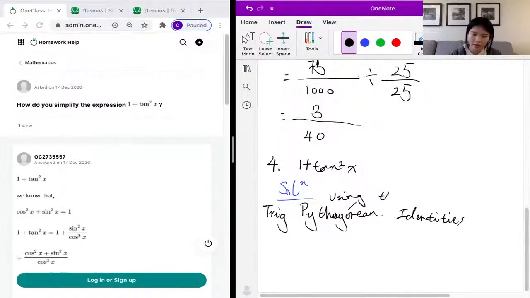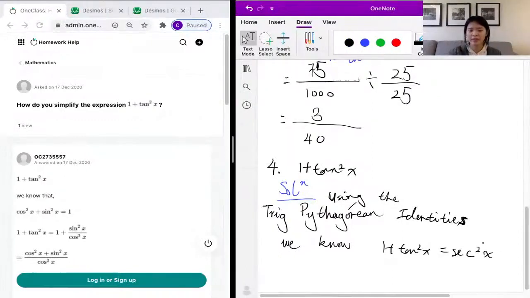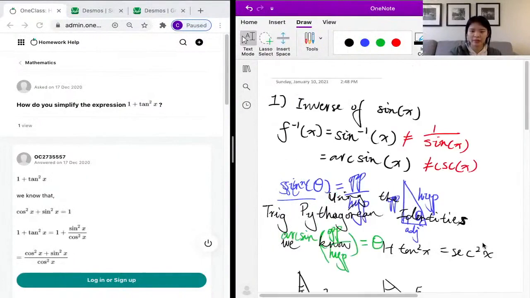the trigonometric Pythagorean identities. Usually you can just say Pythagorean identities or Pythagoras identities, that's fine in this context. But you can just say something like, using the trigonometric Pythagorean identities, we know 1 plus tan squared x is secant squared x. Okay, so that is the first way that we can try to approach this problem.